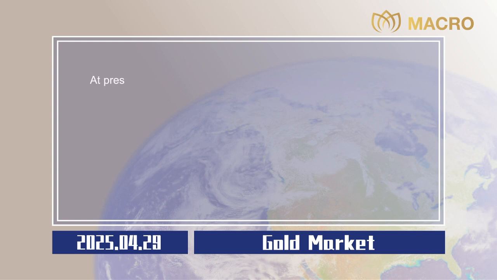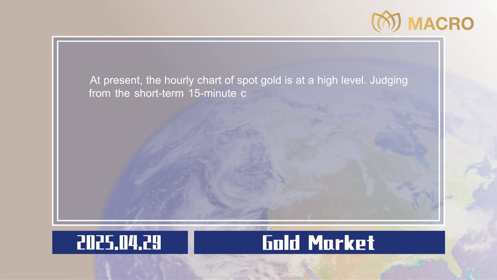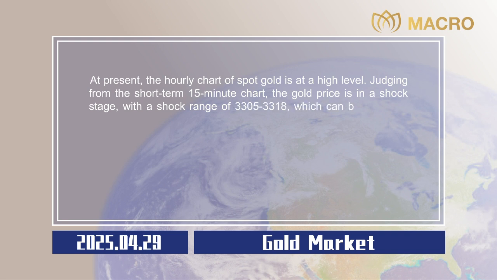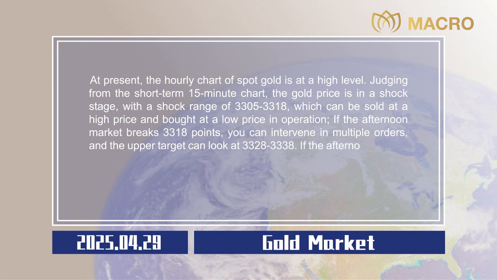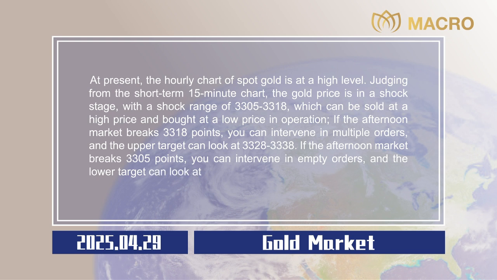Gold market. At present, the hourly chart of spot gold is at a high level. Judging from the short-term 15-minute chart, the gold price is in a consolidation stage, with a range of $3,305 to $3,318, which can be sold high and bought low in operation. If the afternoon market breaks 3,318, you can enter long orders, and the upper target can be $3,328 to $3,338. If the afternoon market breaks 3,305, you can enter short orders, and the lower target can be $3,295 to $3,285. Stop losses are all $5.